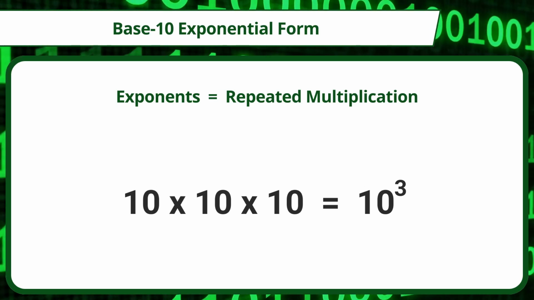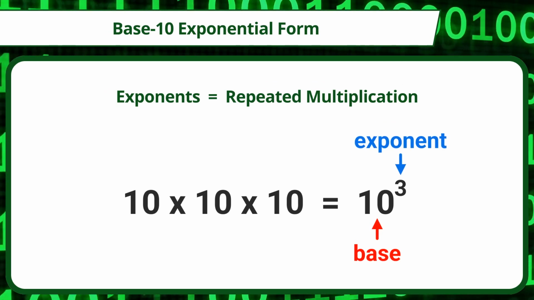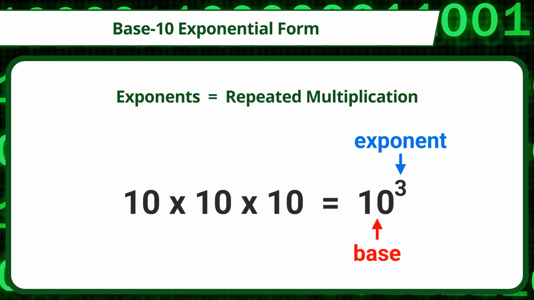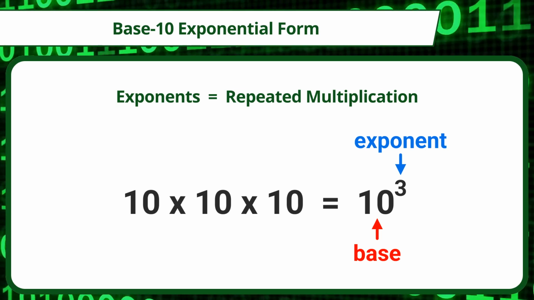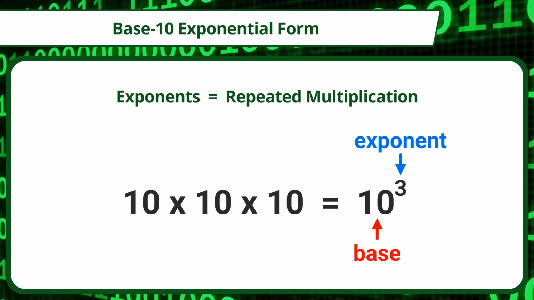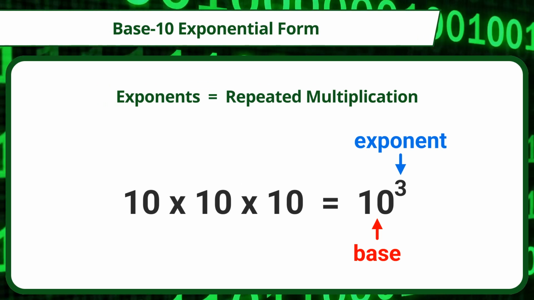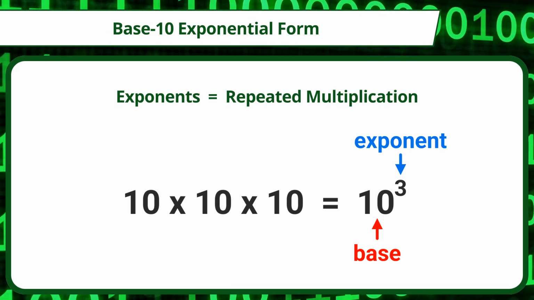Now let's look at 2 key terms, base and exponent. The base is the number being multiplied, and the exponent tells you how many times to multiply it by itself. In 10 to the power of 3, the 10 is the base, and the 3 is the exponent. You start with 10 and multiply it by itself a total of 3 times, which gives you 1,000. In fact, this is where the term base 10 comes from, because every place value in the base 10 numbering system is based on a power of 10.